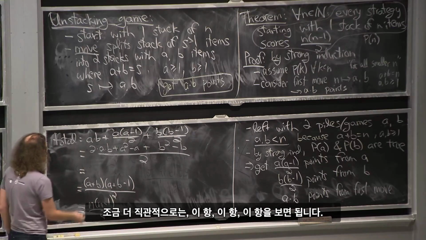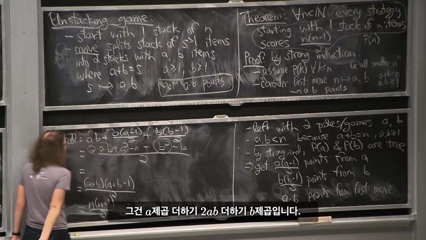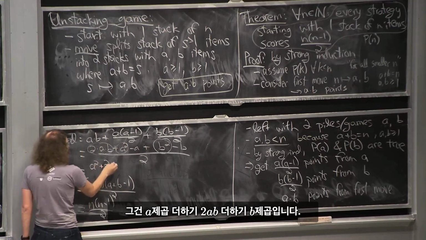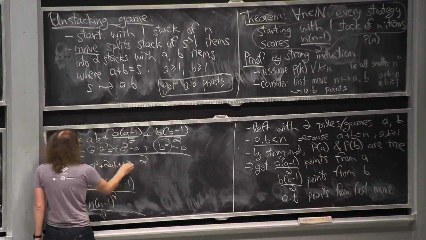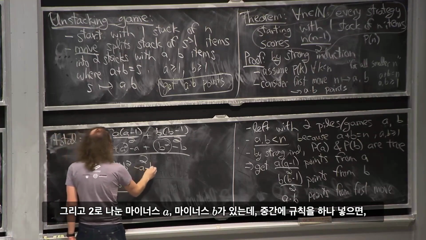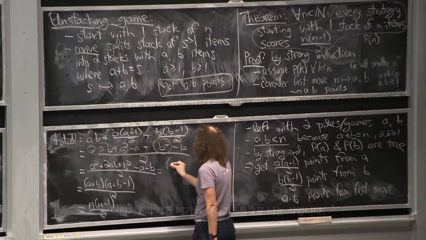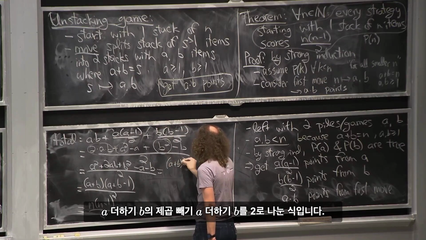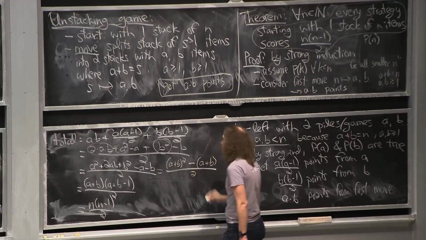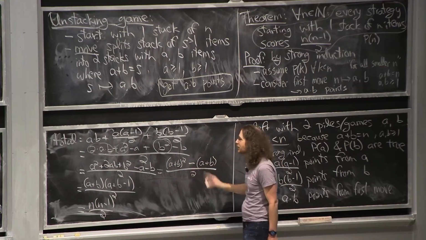I think slightly more intuitive is to see, oh, look at this term, and this term. That is A squared plus 2AB plus B squared. That is A plus B squared. And then we have a minus A minus B over 2, but interject a rule in between. We have A plus B squared minus A plus B over 2. And then these two are the same thing. I think that's pretty clear.